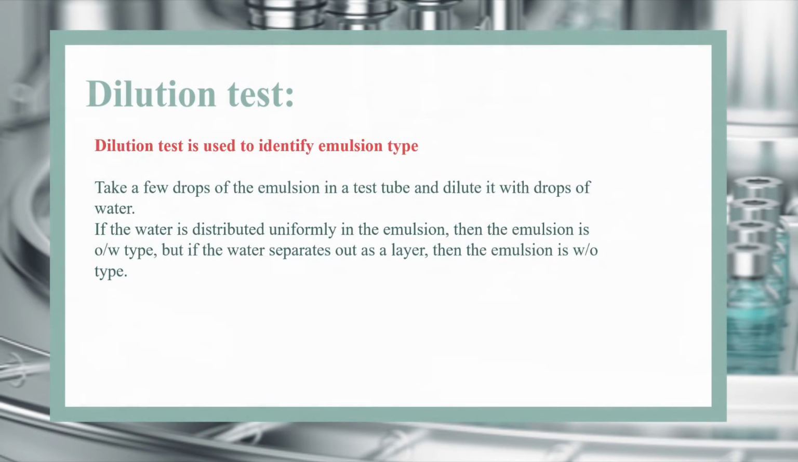Another test for emulsion is the dilution test. The dilution test is used to identify the emulsion type. Take a few drops of the emulsion in a test tube and dilute it with drops of water. If the water is distributed uniformly in the emulsion, then the emulsion is oil in water type. But if the water separates out as a layer, then the emulsion is water in oil type.